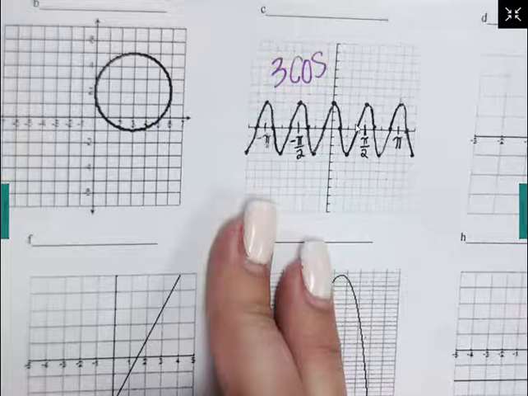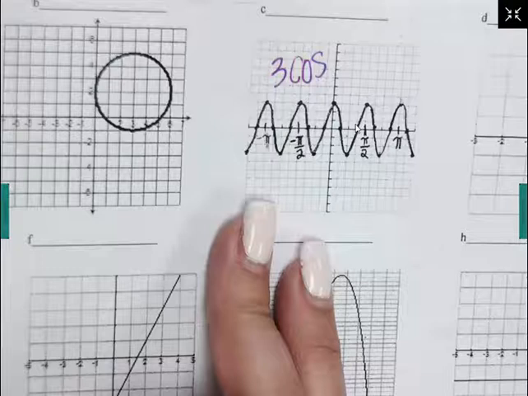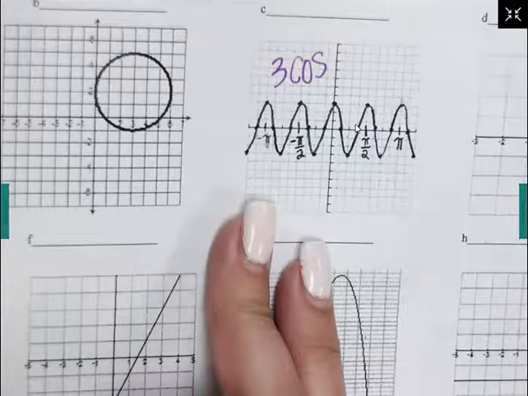B is the number of cycles from 0 to 2 pi. Okay, why don't we talk about this?